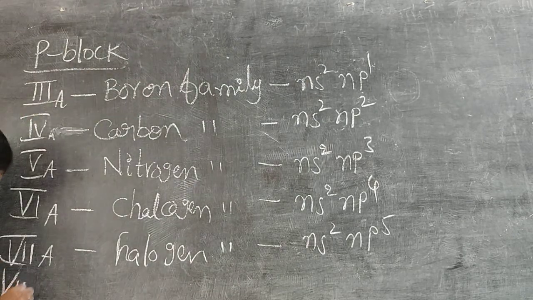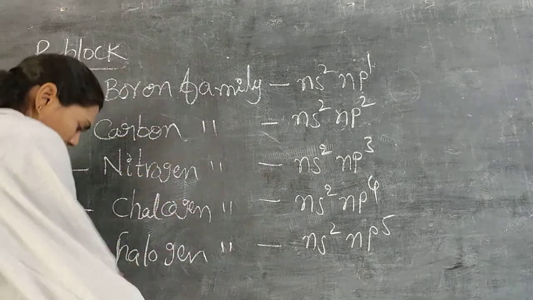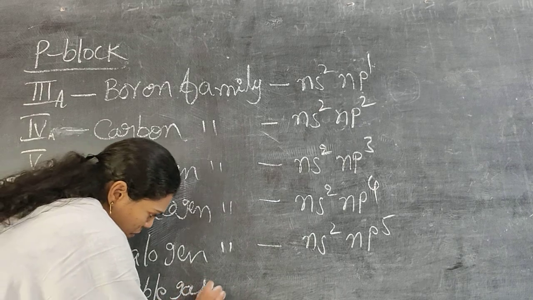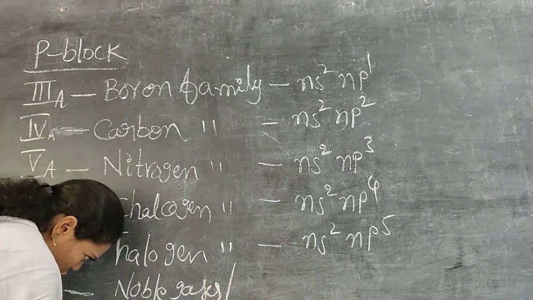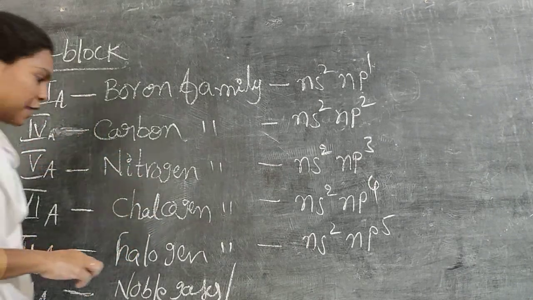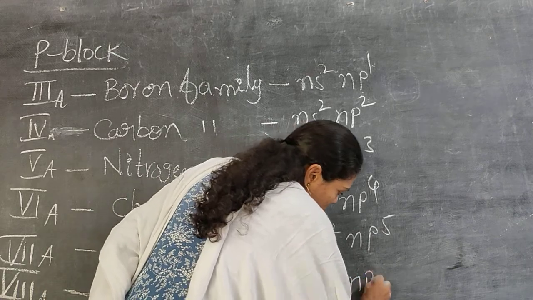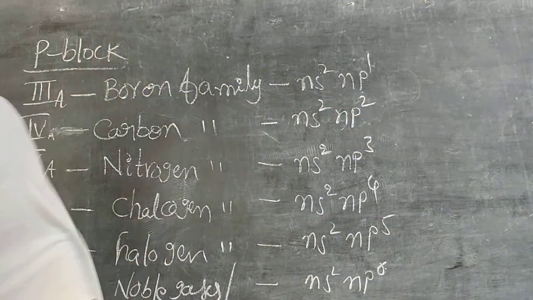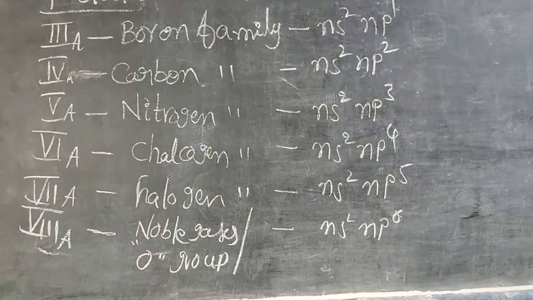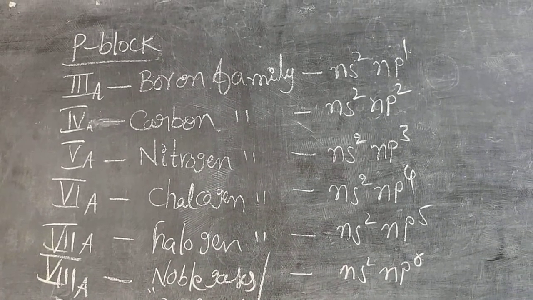Last one, 8A. There are a number of names for this group: zero group, noble gases, inert gases, stable gases. The general electronic configuration is Ns2 Np6. This is the P block classification.